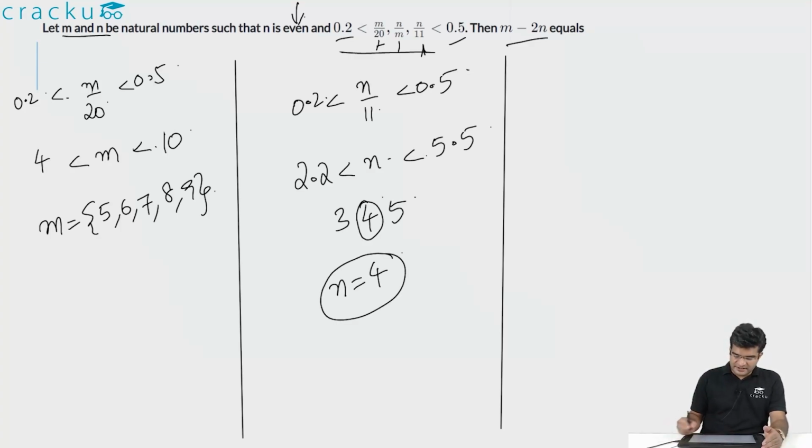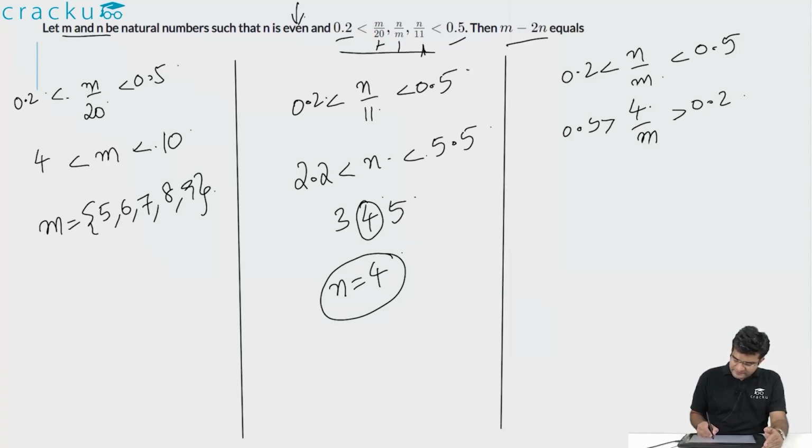So let us look at the third inequality. We are told that n by m is greater than 0.2 and less than 0.5. Now we know the value of n, it will equal 4. So 4 by m is greater than 0.2 and 4 by m is less than 0.5. If you are looking at the left hand side of it, this would imply that m is greater than 4 divided by 0.5, or m is greater than 8.